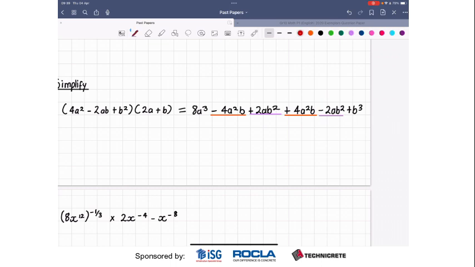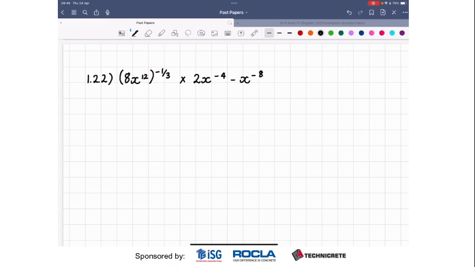And these happen to cancel out because for this one I've got a coefficient of minus 4, for this one there's a coefficient of plus 4, so that gives me 0. And the same for this one, I've got a plus 2 coefficient and a minus 2 coefficient, so that gives me 0. And the only terms that I'm left with is this 8a cubed plus the b cubed right at the end.